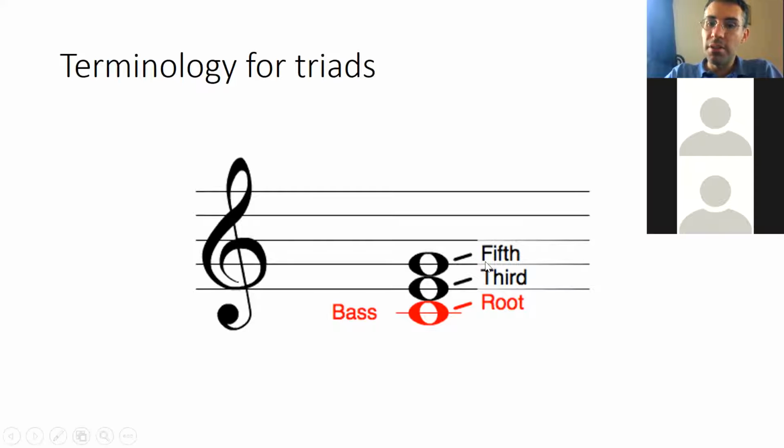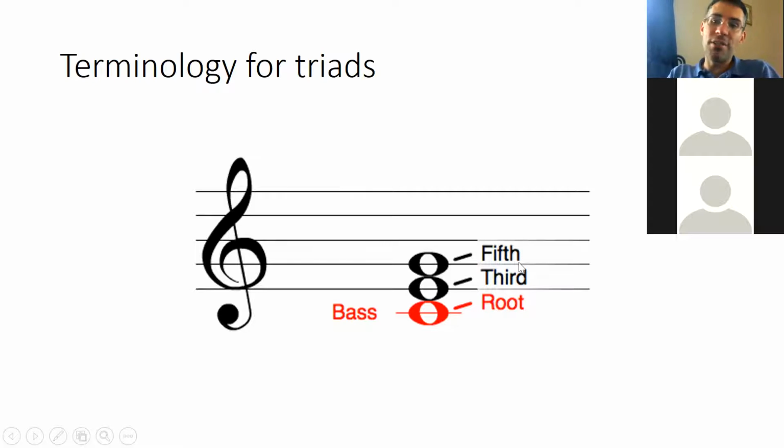And the top note is called the fifth. And that is because from the bottom note to the top note is 5. So here's C, here's G. We've got C, D, E, F, G, 5. So the bottom note of a triad is called the root. The next note up is called the third. And the next note up is called the fifth.